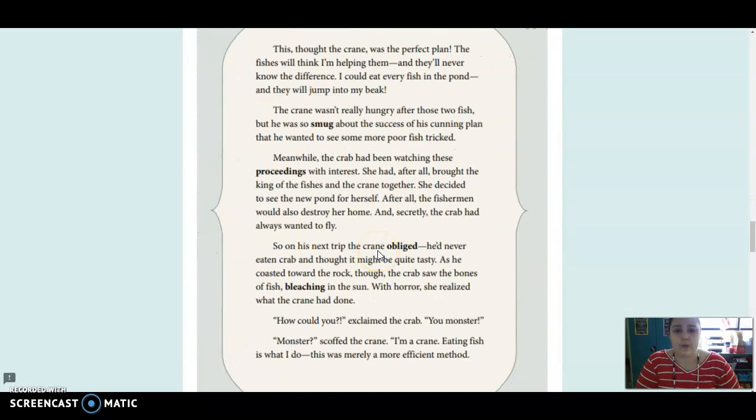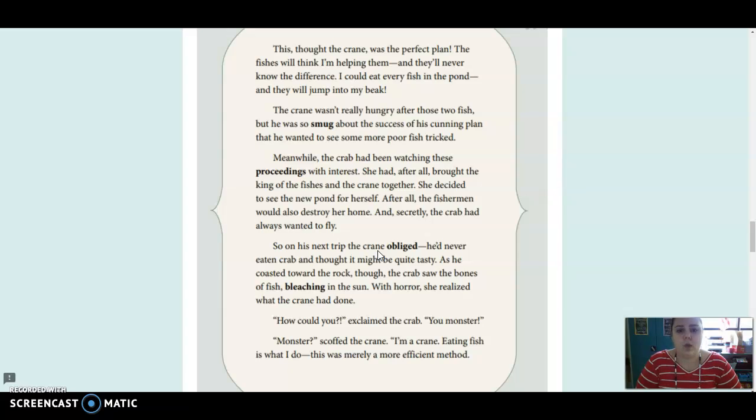This, thought the crane, was the perfect plan. The fishes will think I'm helping them, and they'll never know the difference. I could eat every fish in the pond, and they will jump into my beak. The crane wasn't really hungry after those two fishes, but he was so smug about the success of his cunning plan that he wanted to see some more poor fish tricked.